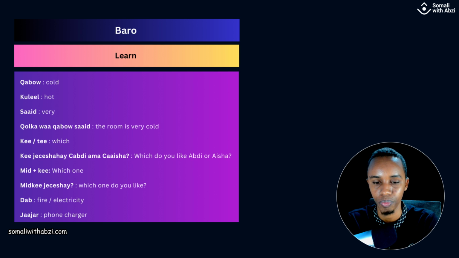So that's jajar, dab, qabo, kuleel, sa'id, qolka waa qabow, ke, te, ke jeceshahay, midkee jeceshahay. Always try to make your own sentences from this, because in all the lessons I'm making the sentences for you, so you can try yourself. Maybe try to do that after each lesson, and you can always share with me on the Bara Somali public group.